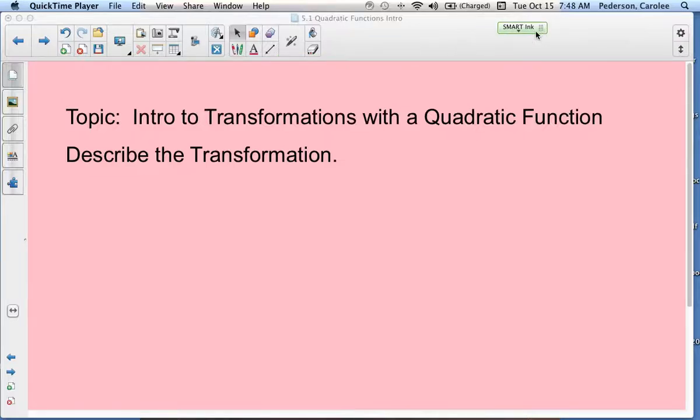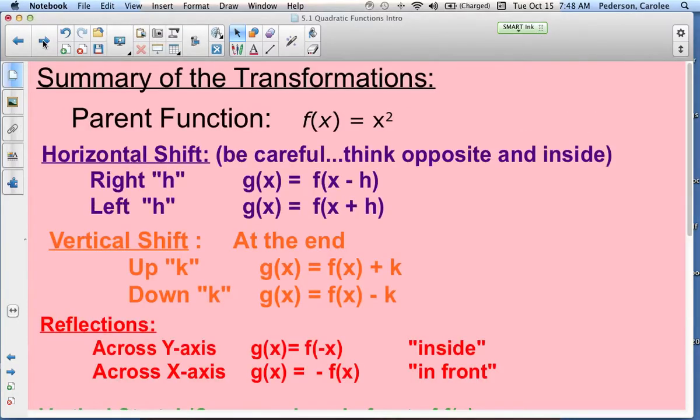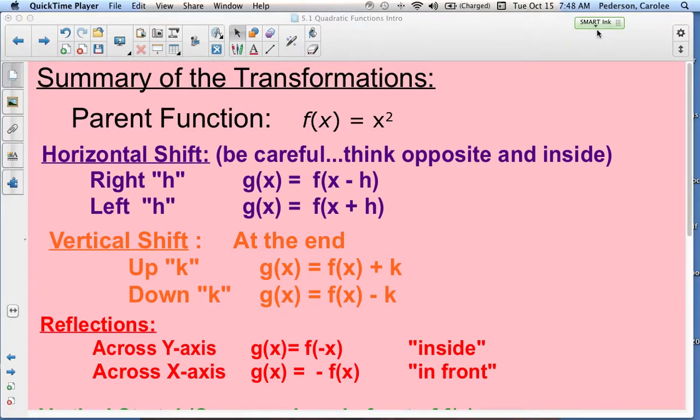The topic today is Intro to the Transformations with a Quadratic Function, and we want you to be able to describe the transformation that happens. This is a very important slide for you to write down in its entirety. I do also have the PDF posted on my website, so if you wanted to look at it there, or just pause and write. So what we have is that parent function f of x equals x squared.